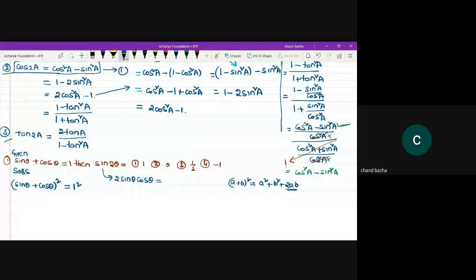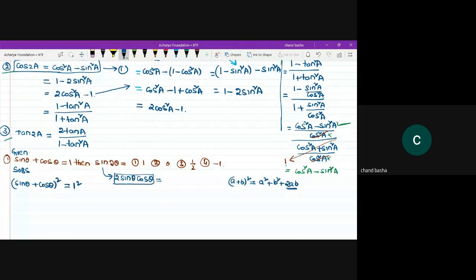Sir, why are you squaring? Let us observe. Because he is asking for the product. This is the requirement for us: 2 times sin theta cos theta. When will I get the product? When I square on both sides, by making use of the a plus b whole square formula. Expanding this, it is sin square theta plus cos square theta plus 2 times ab, 2 sin theta cos theta.